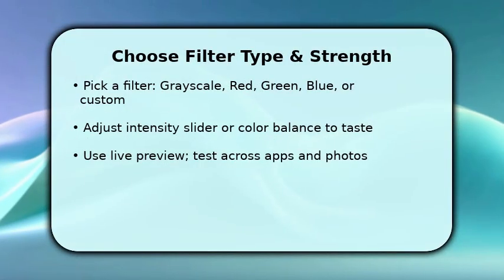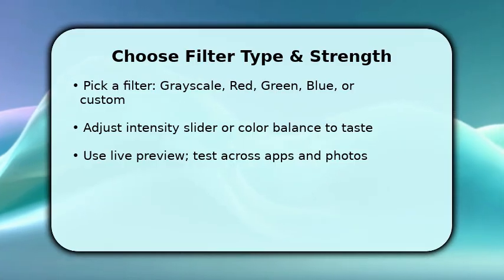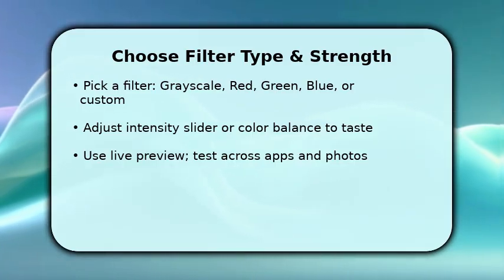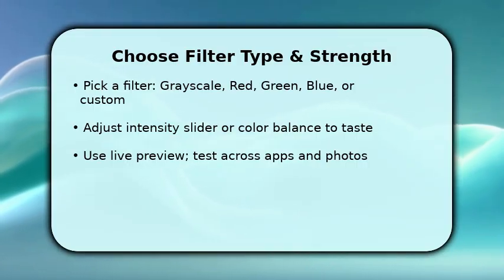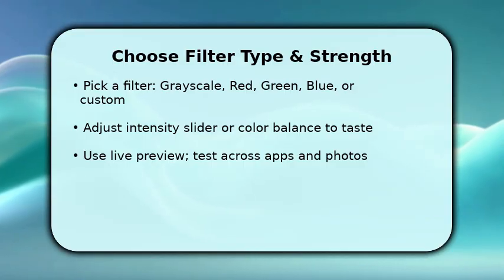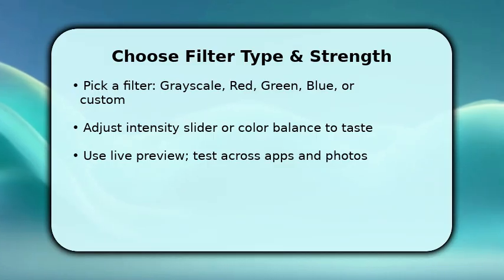Once color filters are active, you pick a filter type, for example red, green, blue, or grayscale, depending on the tint you want. You then adjust intensity or balance with the provided slider. This changes how strongly the filter applies across the entire UI. Make small incremental moves and test using photos and a bright white web page to judge accuracy.